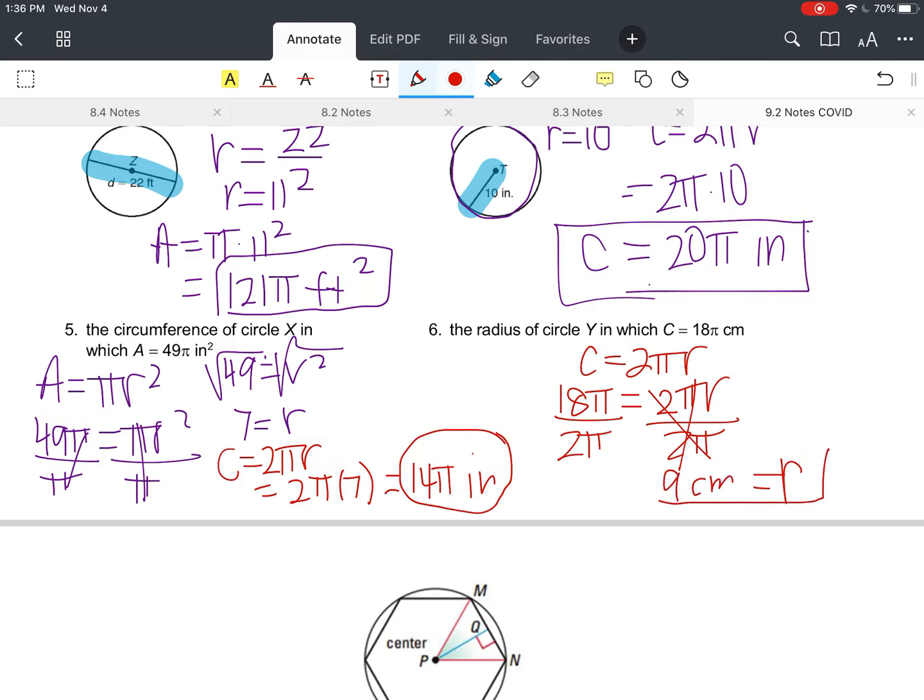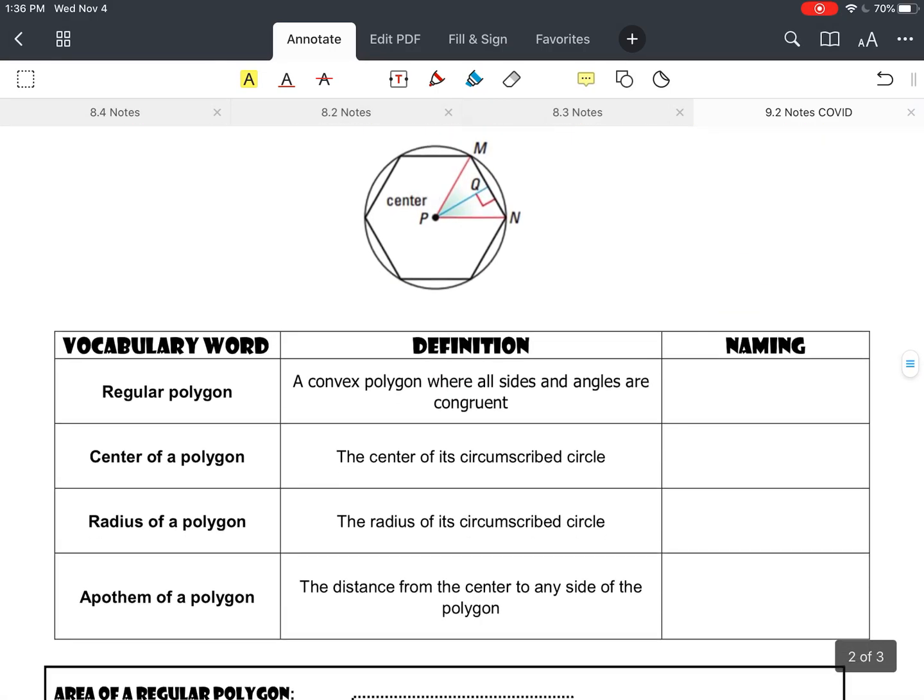So on the left, it simplifies to r. 18 pi divided by 2 pi is just 9. So 9 centimeters would be my radius. So those are questions related to area and circumference of circles.